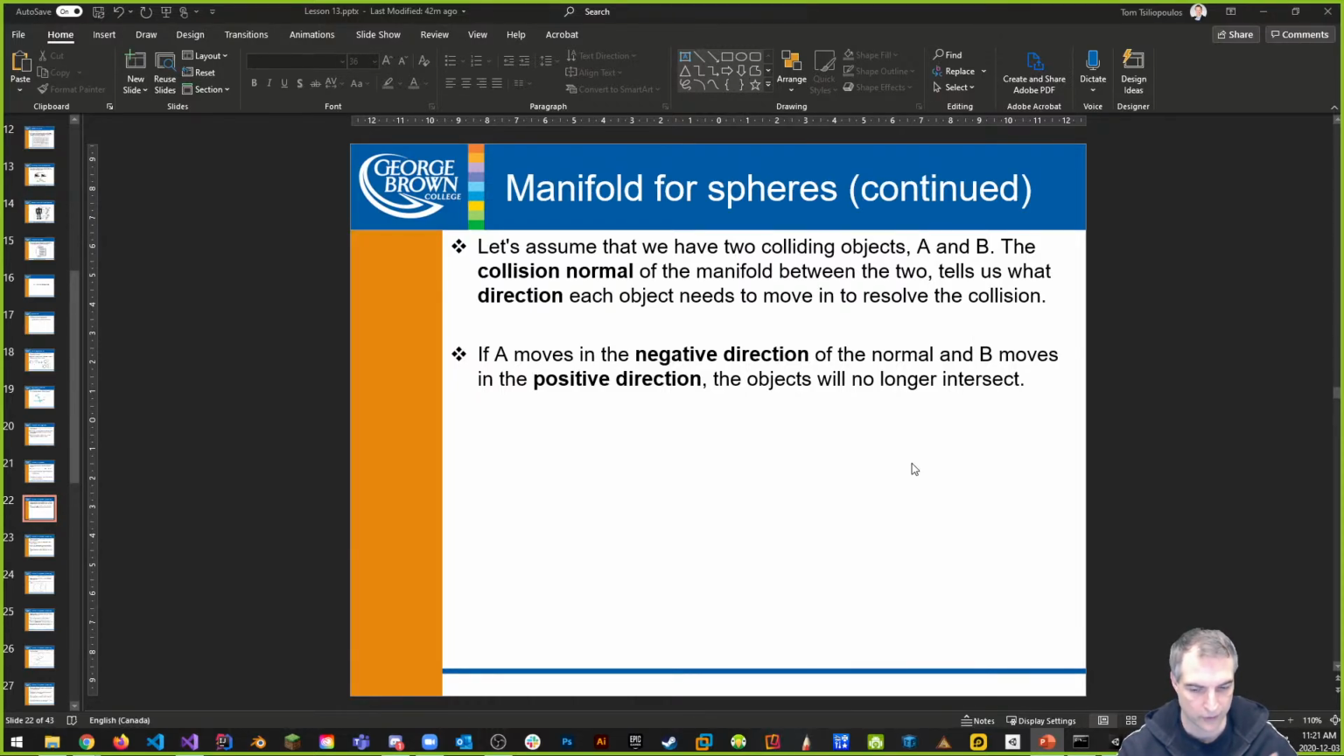A good example is if A moves in the negative direction of the normal and B moves in the positive direction of the normal, the objects will no longer intersect afterwards. Okay, so they're going to go in different directions.